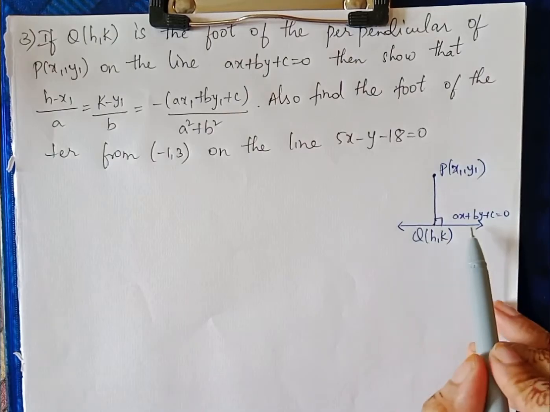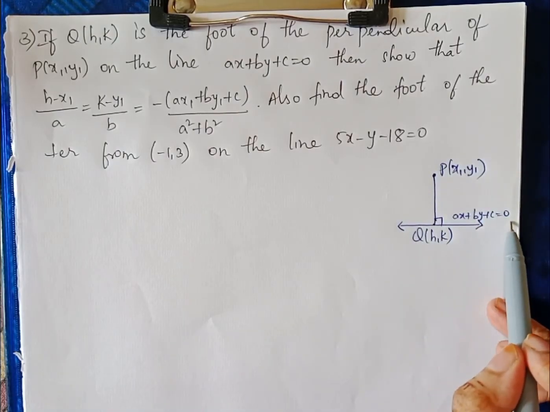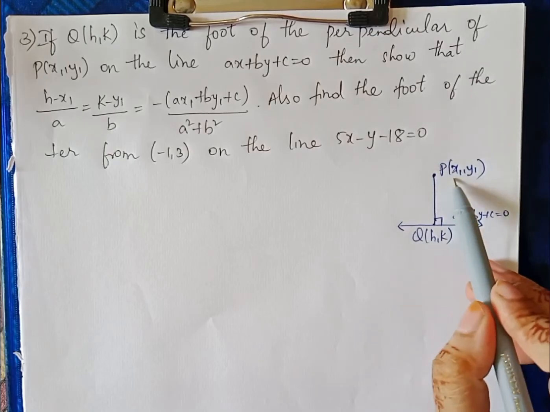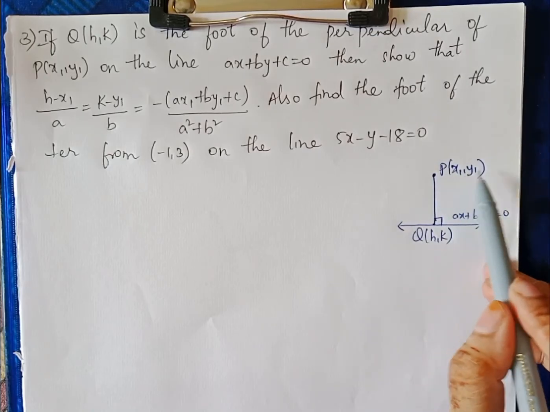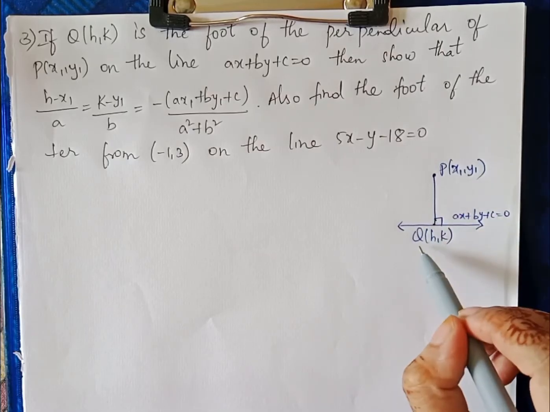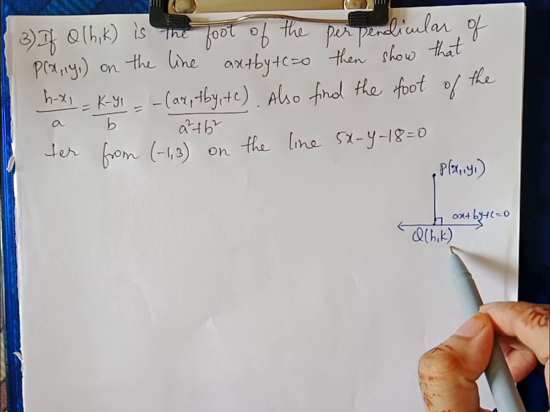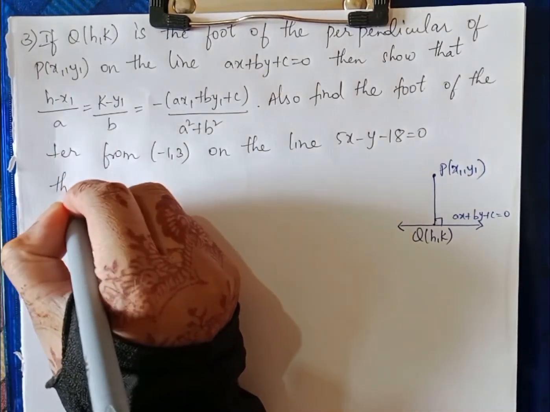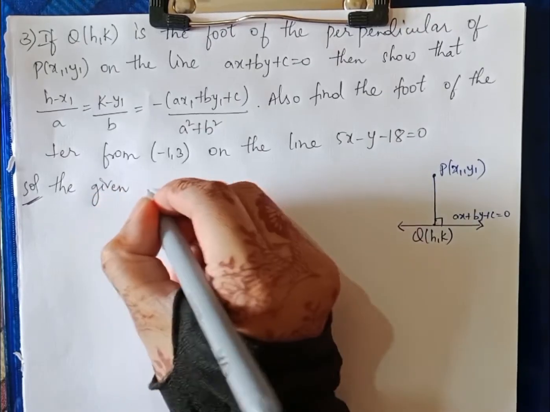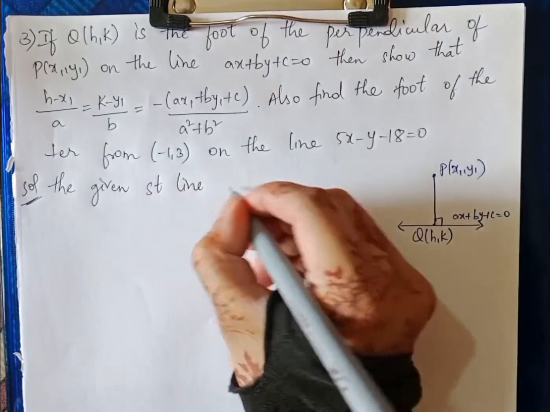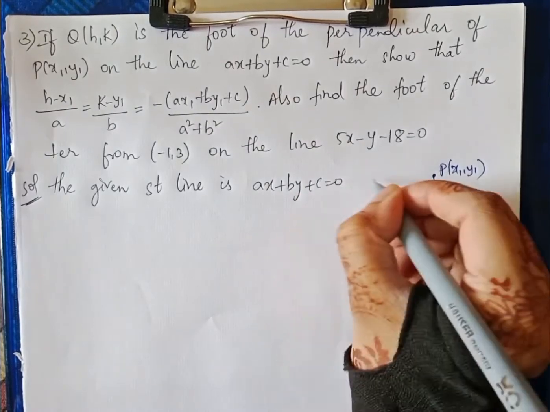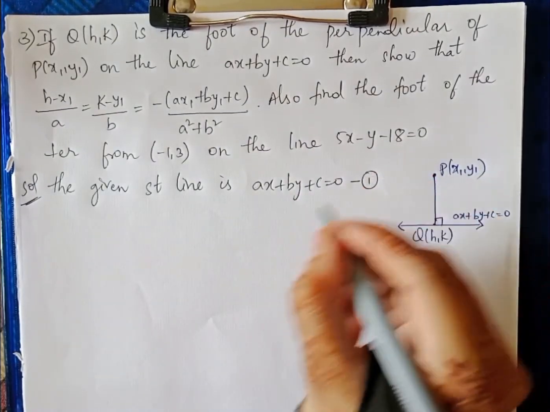So here our straight line is ax + by + c = 0. A point is perpendicular to the straight line. The point is P(x1, y1), and the foot of this perpendicular line is Q(h, k). Solution: the given straight line is ax + by + c = 0, equation 1.